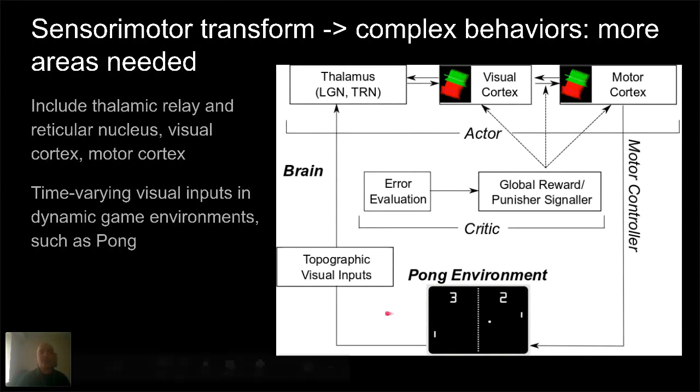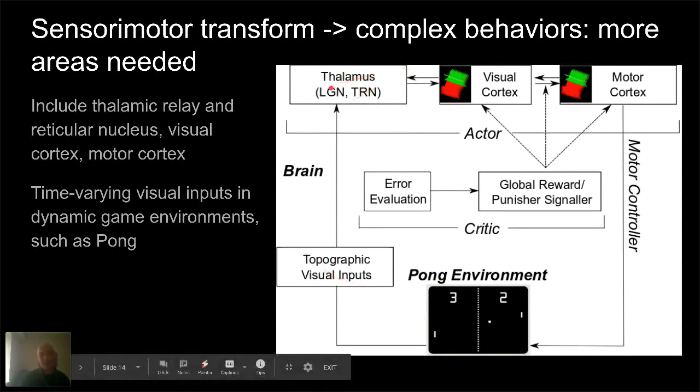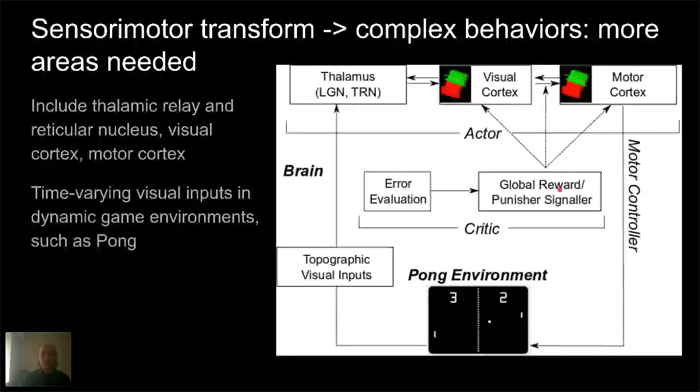So there are these time-varying inputs that are projected to a thalamic model, for example, that can go to a visual cortex model, which goes to a motor cortex, and then the error signal is used to train the synapses, basically. So this is just a schematic. And then the architecture we ended up building ended up being more complicated.